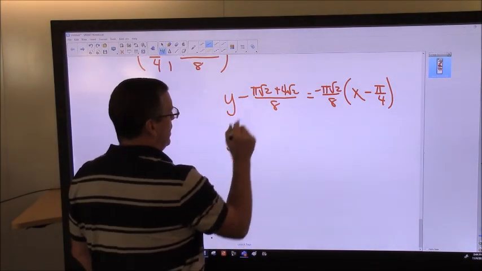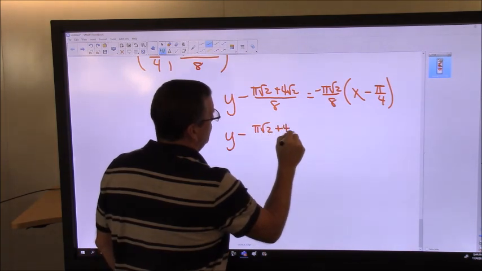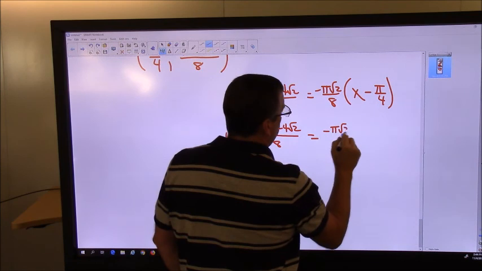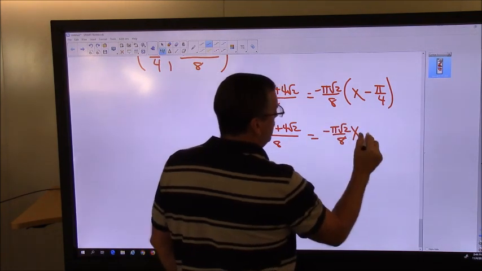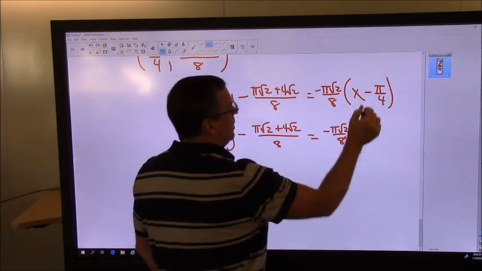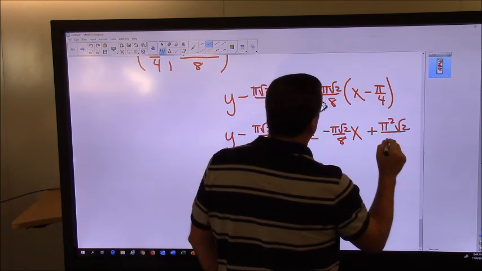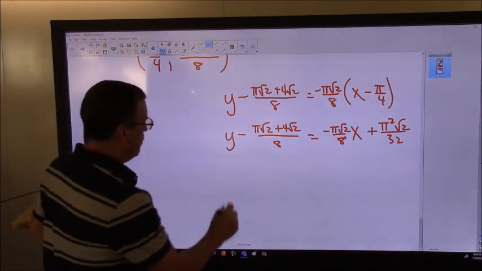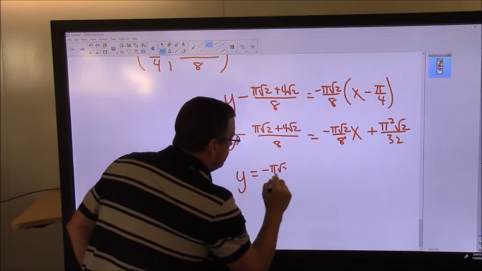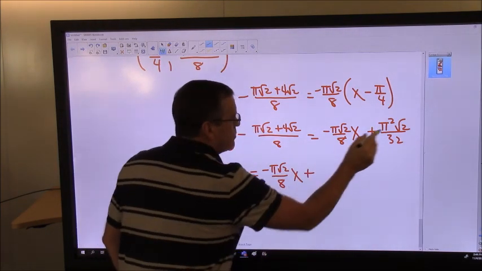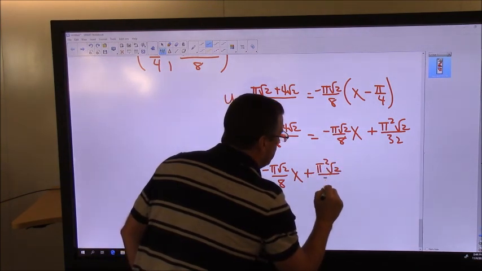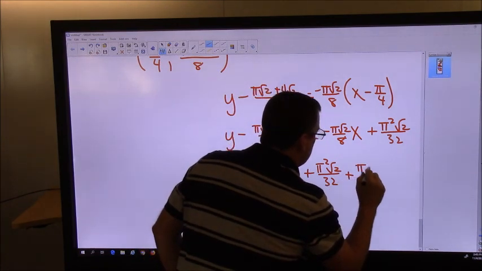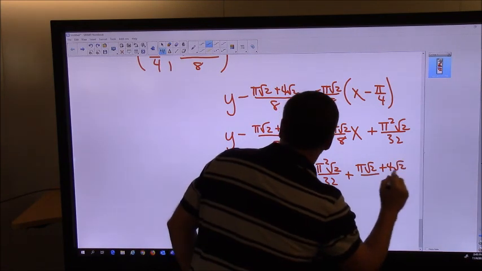So I'm going to say y minus this fraction, pi root 2 plus 4 root 2 over 8. I'm going to distribute this. So I'm going to get a negative pi root 2 over 8 times x. Negative times a negative would be positive. Oh boy, now I've got pi squared root 2 over 32. And then I just need to move this fraction to the other side and add it so that I get y by itself. So y equals a negative pi root 2 over 8 times x plus this fraction, pi squared root 2 over 32. And if I move this to the other side, it becomes positive, so plus pi root 2 plus 4 root 2 over 8.